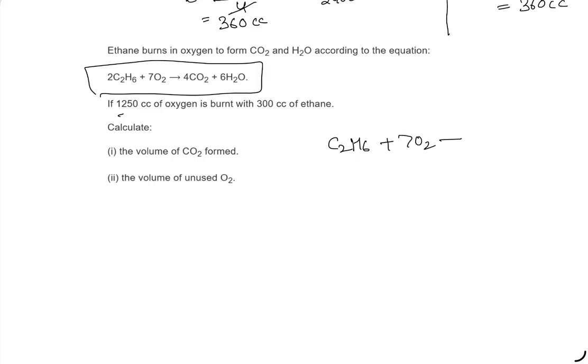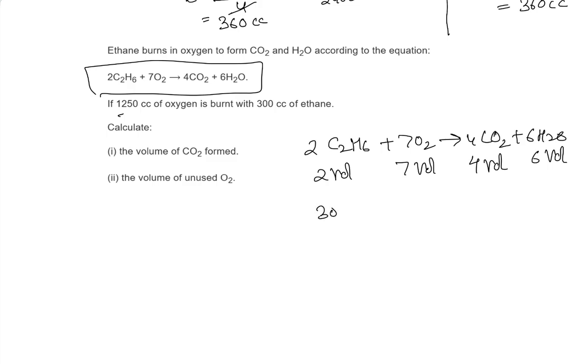C2H6 plus 7O2 forms 4CO2 plus 6H2O. So what is the ratio here? 2 volumes of ethane react with 7 volumes of oxygen, produce 4 volumes of CO2 and 6 volumes of water. Now in my question, the volume of ethane is given as 300 cc and the volume of oxygen is given as 1250 cc. So the first thing we have to find out is which reagent is going to be completely used up in the reaction and which reagent will be left over.